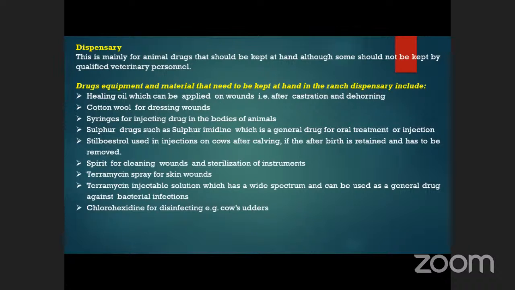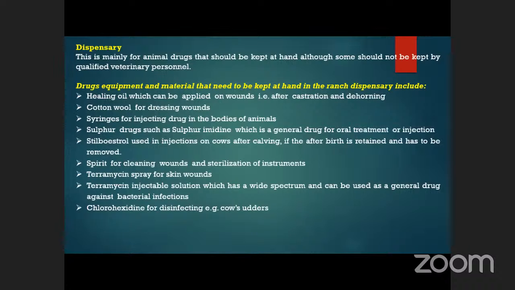Just like people, some people go to the hospital when they are pregnant, when they want to give birth, they get such complications and the baby fails to come out. So even in cows, it happens. And then spirit for cleaning wounds and sterilizing of instruments. The instruments are sterilized using spirit. And then erythromycin spray for skin wounds. You spray on the animal's skin to heal them.